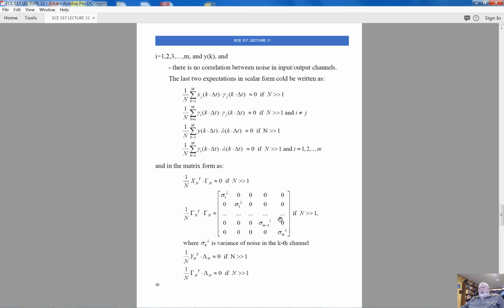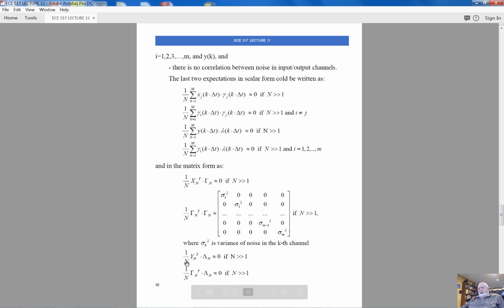However, if I work on this product, I would find out that along the diagonal of this matrix, I would have variances of noise in channel 1, channel 2, channel 3, and so on. And this happens if n approaches infinity. And the notation that I'm using, sigma k squared, is the variance of noise in channel number k.